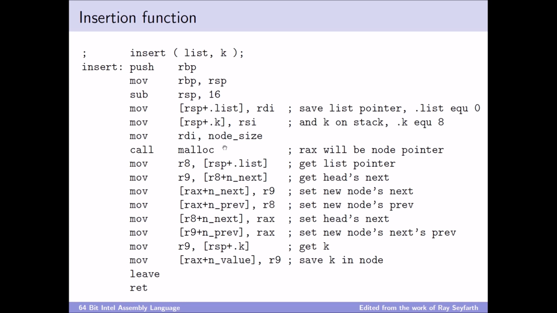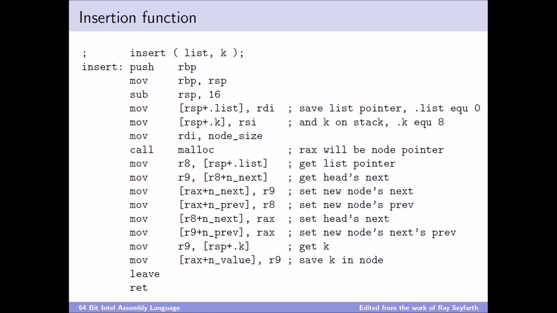Next I'm going to allocate my new node, and I simply do that by moving node_size into RDI. Again, that will allocate 24 contiguous bytes of memory when I call malloc. Malloc will return the pointer to my newly allocated memory in RAX. So now we have our newly allocated node, and we need to redo all of those connections that we discussed in the previous slide.